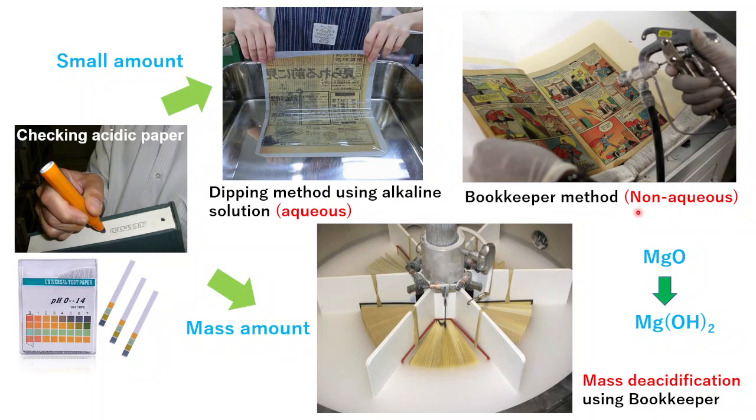One of the non-aqueous deacidification treatments currently being employed is the Bookkeeper method. This is a method of dispersing magnesium oxide particles in a solvent called fluoroheptane and spraying the suspension solution onto a book page. The solution is sprayed on paper fibers and then only the solvent is vaporized to settle the magnesium oxide particles on the paper. And magnesium oxide particles combine with moisture in the air to form magnesium hydroxide, which slowly neutralizes acid.